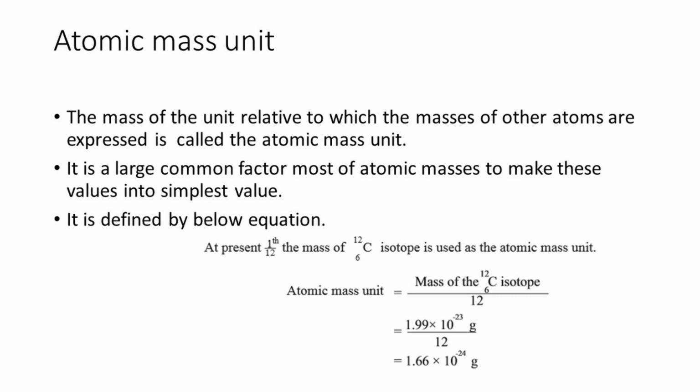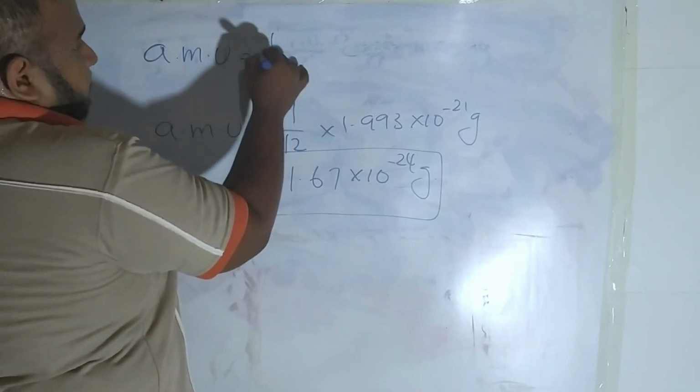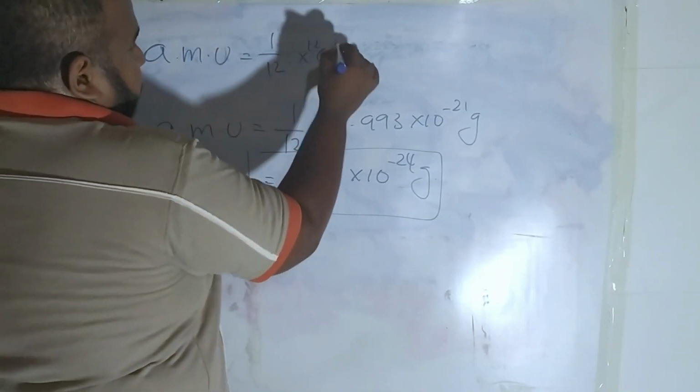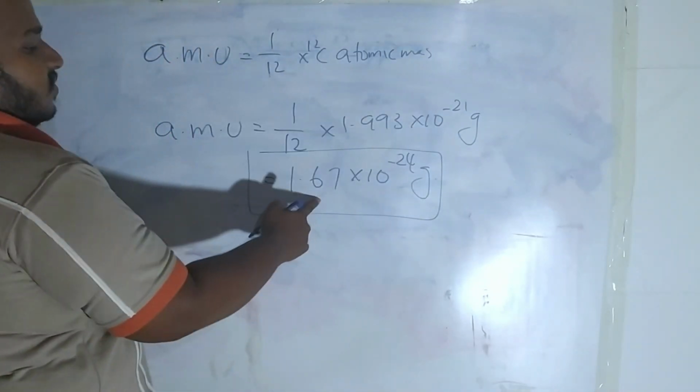So the definition clearly says that the mass of the unit relative to which the masses of the other atoms are expressed is called the atomic mass unit. If they ask you what is atomic mass unit, the answer should be this. But if they ask you the equation, you should give the equation that atomic mass unit is 1/12 of carbon 12 atomic mass. If they ask you the value, this should be the value.